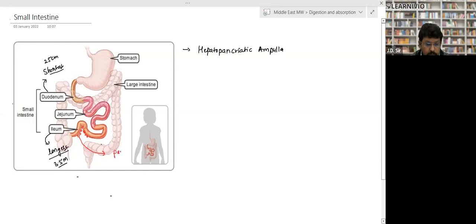These are called Peyer's patches. And Peyer's patches are actually found in the small intestine. They are lymph nodules. So their function is to produce lymph, right? So note it down.